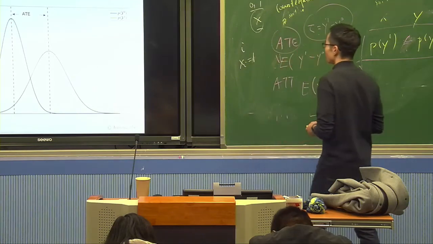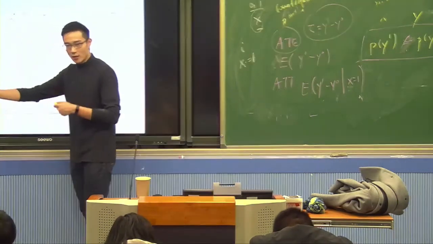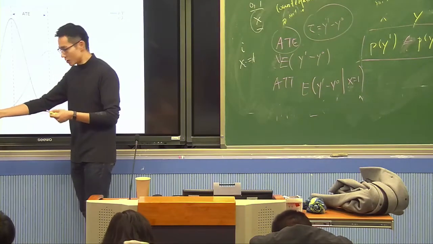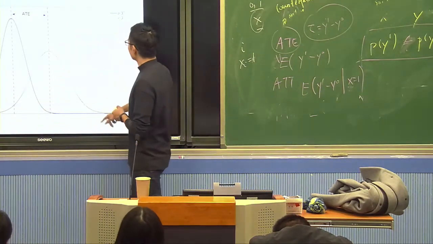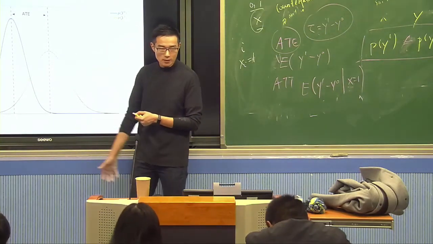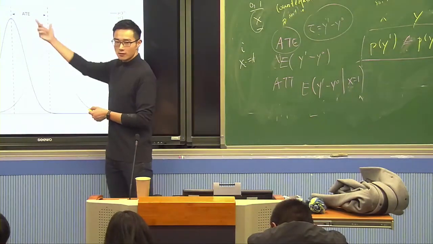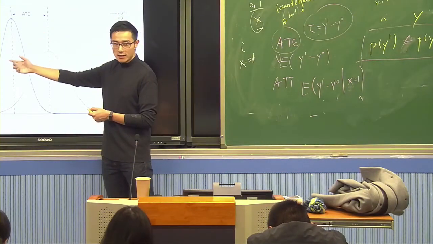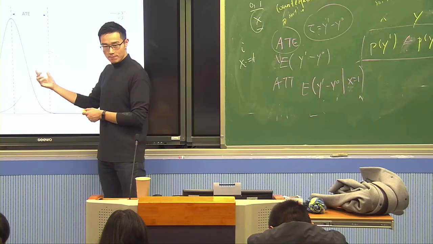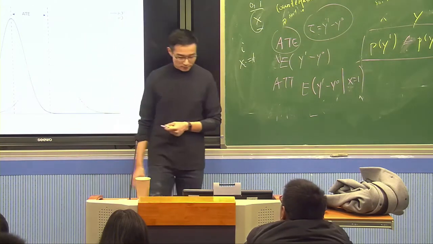So here's an illustration. Suppose this is the distribution of y0, the potential outcome of receiving no treatment. This is the distribution of y1, the potential outcome of receiving the treatment. Then the ATE is the difference between the means, because the ATE is the mean of the difference. But the mean of the difference is the difference of the means.